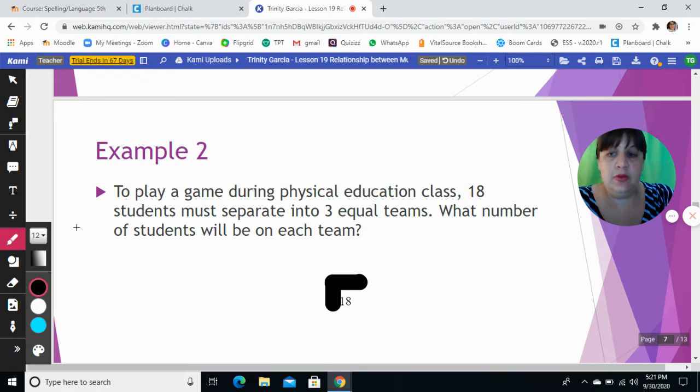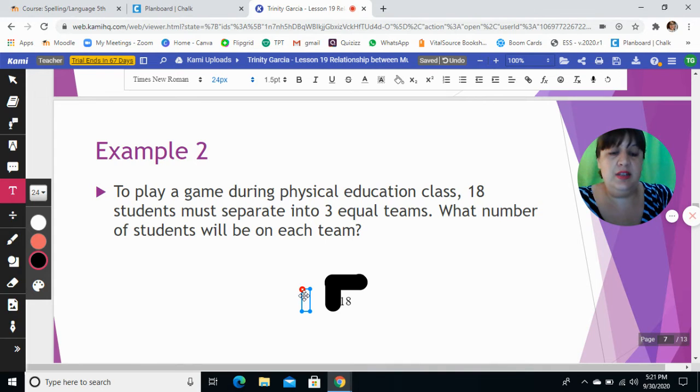Okay, and then we know that we're going to divide by what number? We're going to divide by 3. So 3 is going to go out here on the outside of our division box. And we need to find the missing number, which is up here at the top.